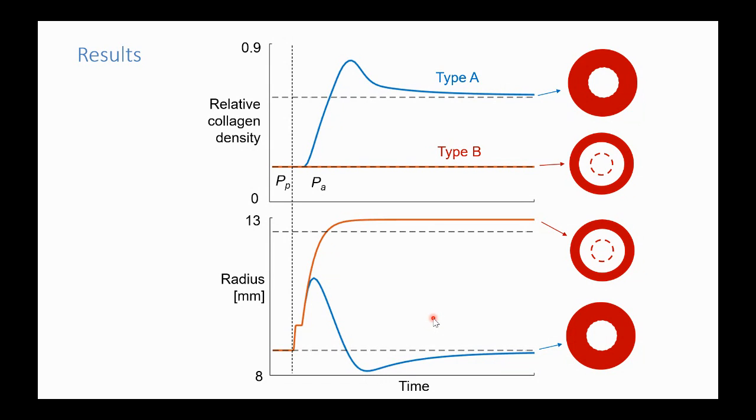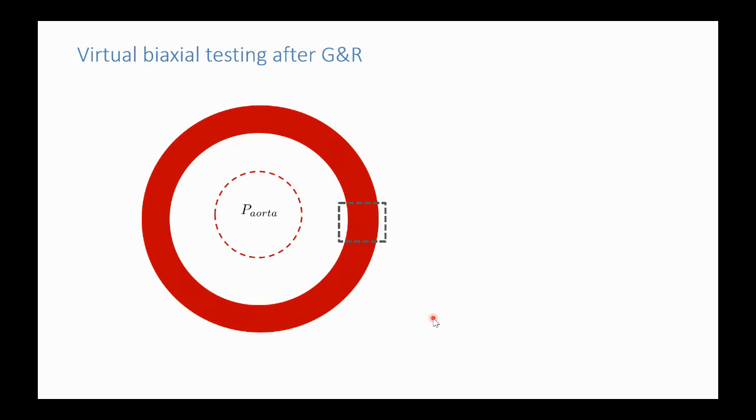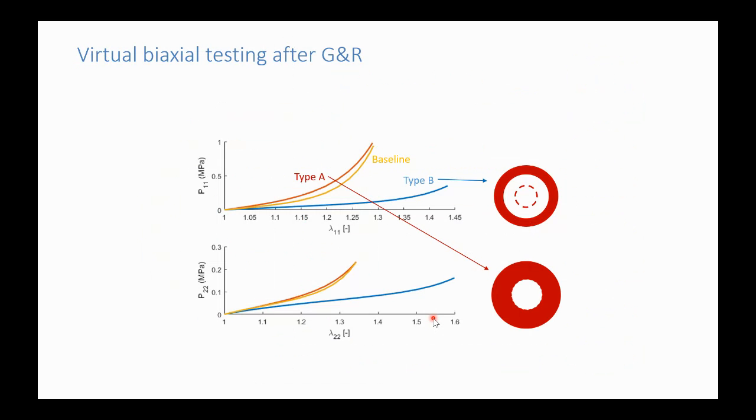So in the one case, a thickening of the wall, and in the other case, a further dilatation. The nice thing of virtual models is that you can also do virtual biaxial testing. So you can extract virtually a piece of tissue from that remodeled sample. You can perform a virtual biaxial test, and then also, in this case, we can correlate the mechanical response to what we could call the histological or the morphological outcome.